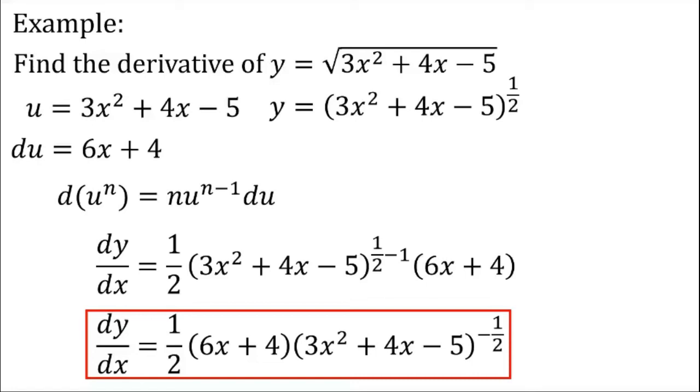Sir, Jumel: is it okay that the exponent is negative? That's a good question, Jumel. So we can write our answer in a different way.